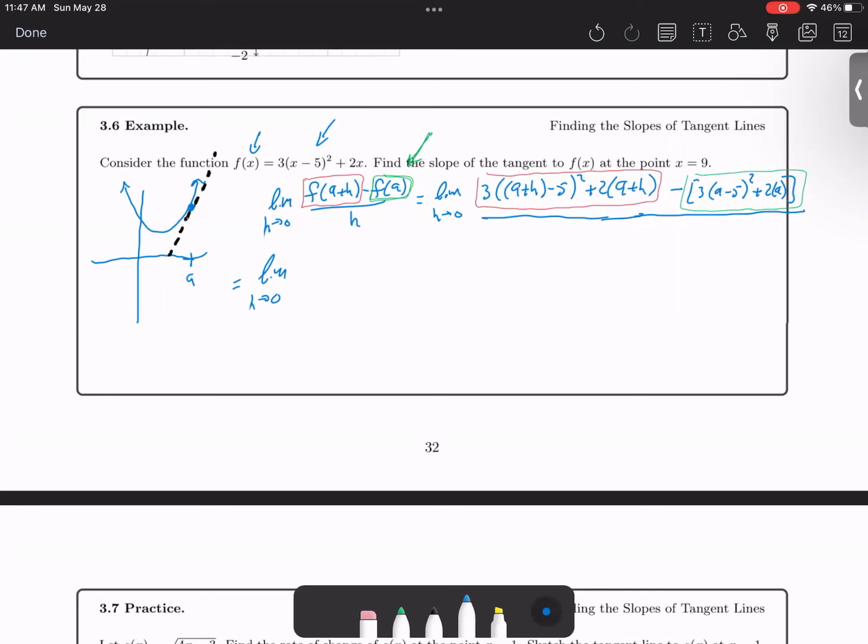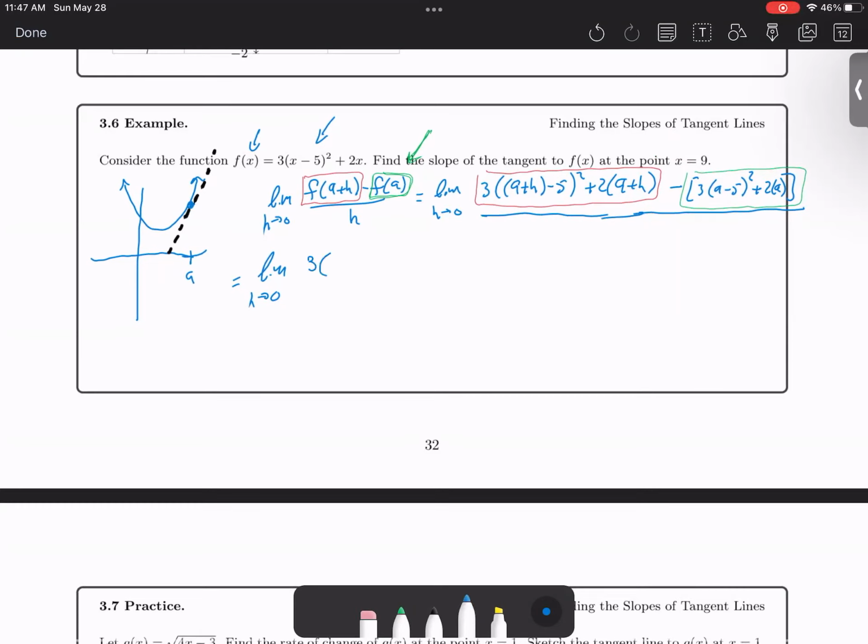The box in red, 9 plus h minus 5. Well, the order of operations says that I can add the 9 and the minus 5 together. This just gives me 3 times 4 plus h squared. And then let's go ahead and distribute that 2 to the 9. You get an 18. And to the h, you get a 2h.